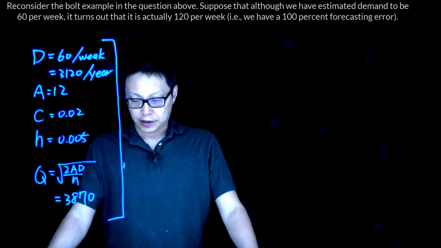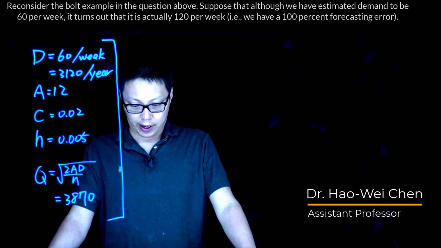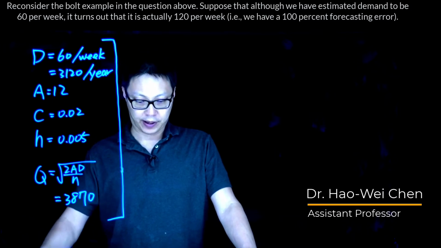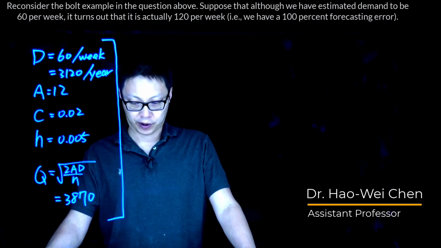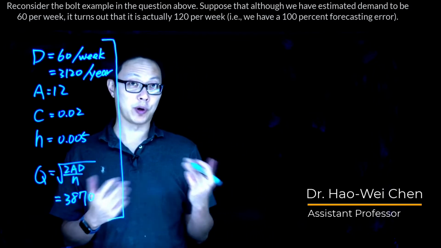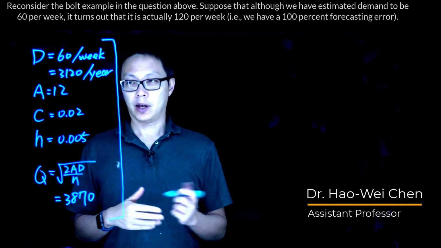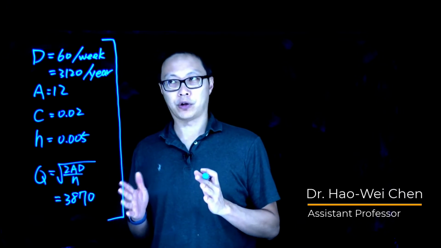Okay, so the next example is actually an extension of the previous one. Suppose our demand forecast was off. It turns out that the actual demand is 120 per week instead of 60 per week. Then what could happen? So let's go back to the previous question a little bit.